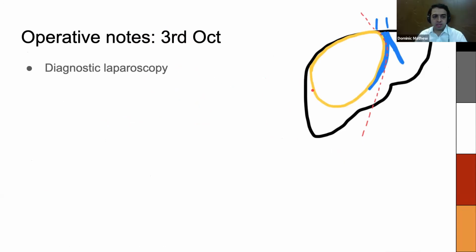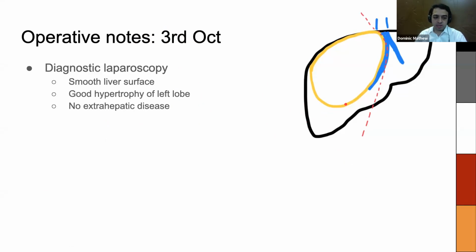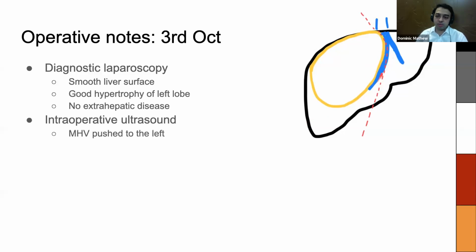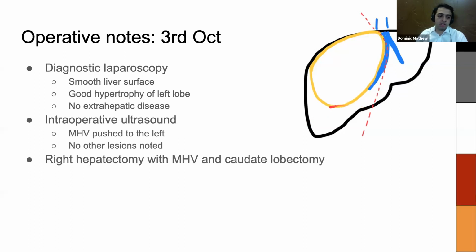We did a diagnostic laparoscopy, which showed a smooth liver surface. There was good hypertrophy of the left lobe. There was no extrahepatic disease. An intraoperative ultrasound showed that the MHV was pushed to the left. There were no other lesions. A right hepatectomy with MHV and caudate lobectomy was done.